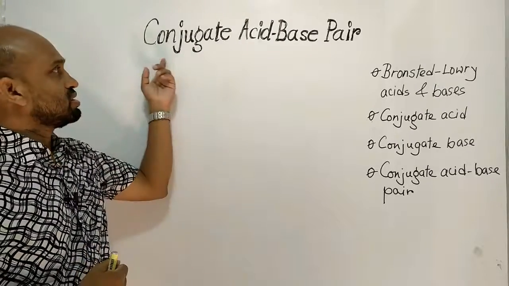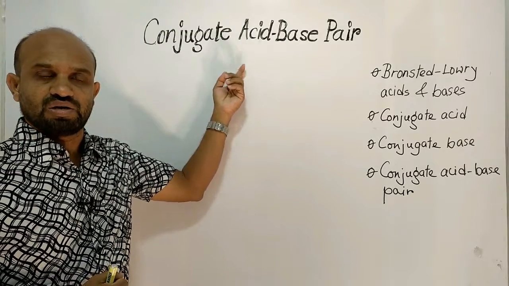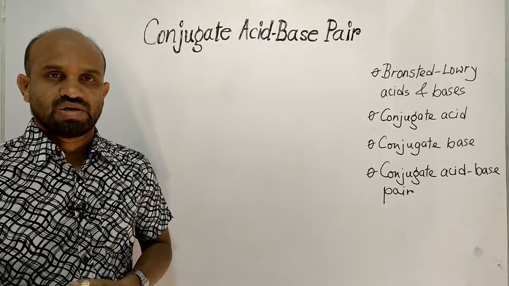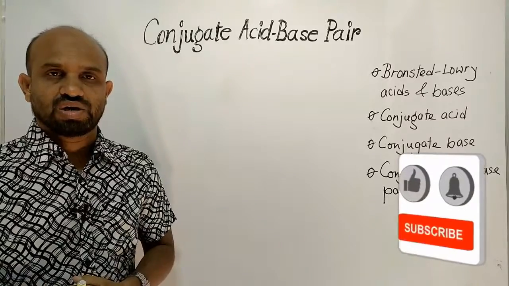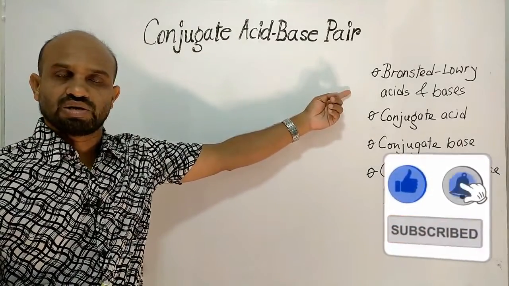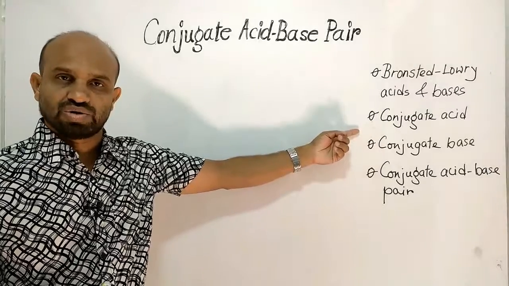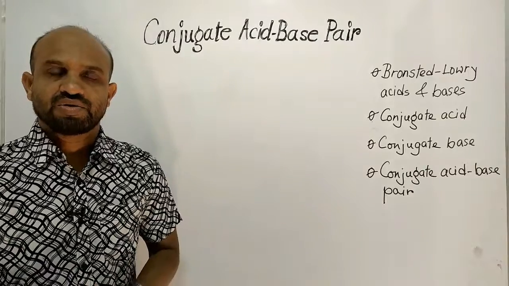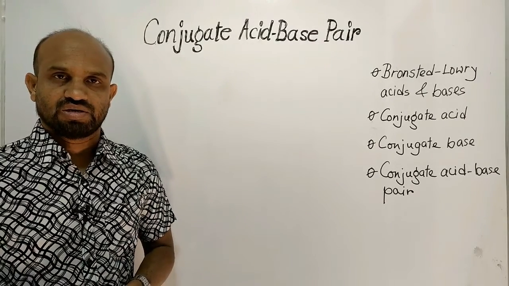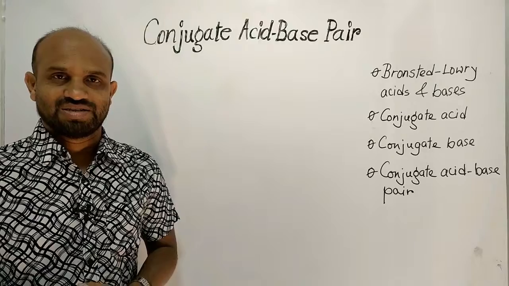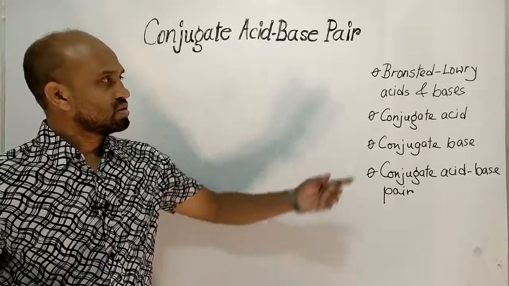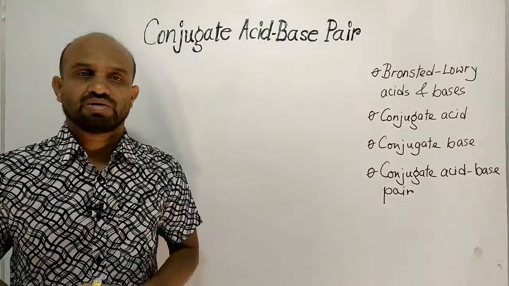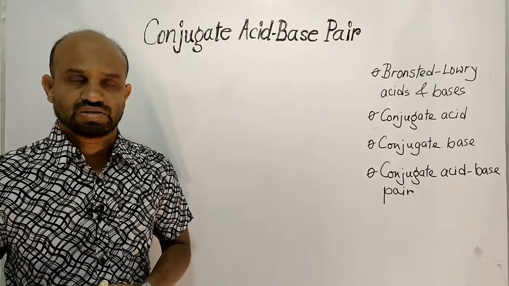Today's lesson: conjugate acid-base pair in the light of the Bronsted-Lowry acid-base concept. In this lesson, we are going to learn Bronsted-Lowry acids and bases, conjugate acid, conjugate base, and finally conjugate acid-base pair. So let's begin. First of all, let's see which compounds are Bronsted-Lowry acids and which are Bronsted-Lowry bases.